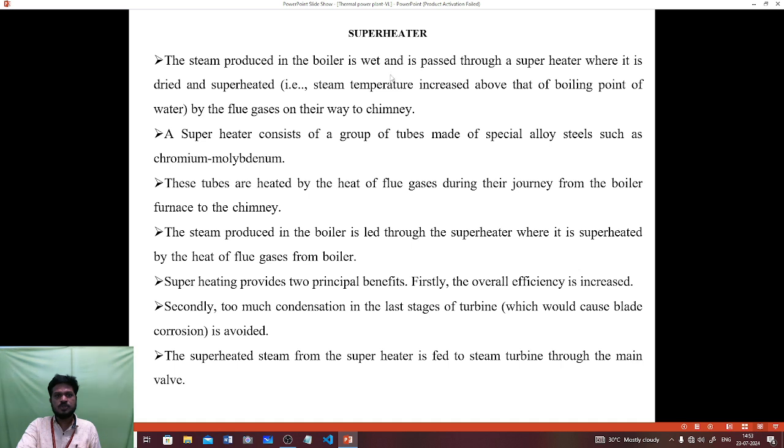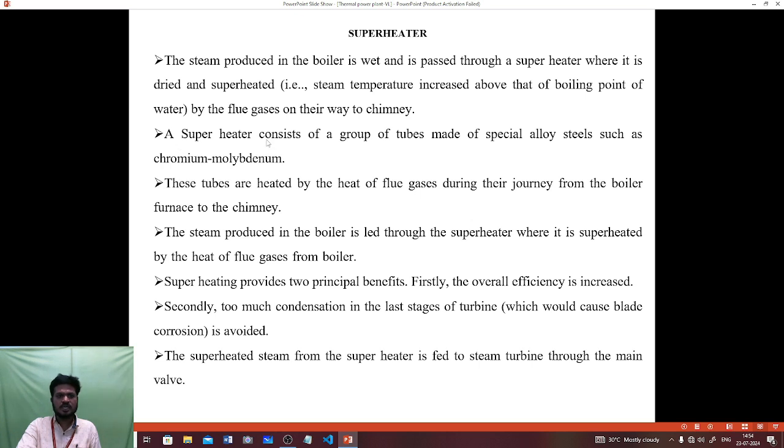The steam produced in the boiler is wet and it is passed through the superheater where it is dried and superheated. For example, the steam temperature is increased above the boiling point of the water by the flue gas on the way to the chimney.